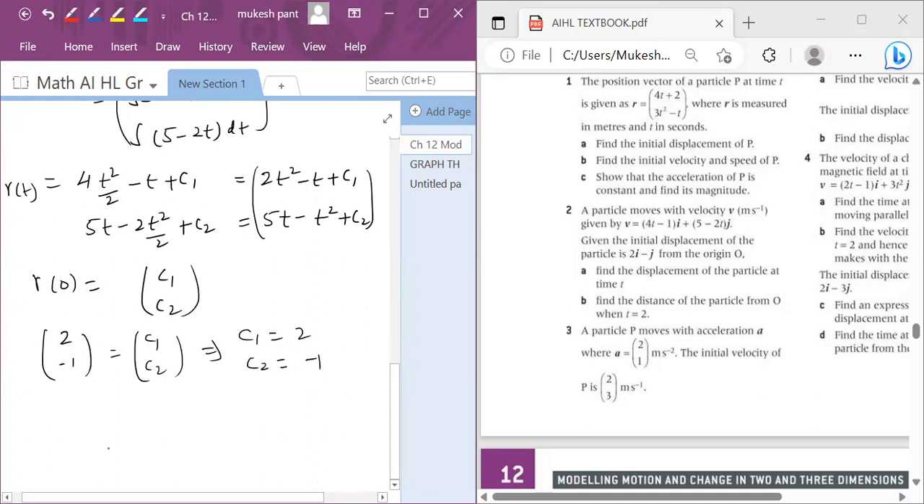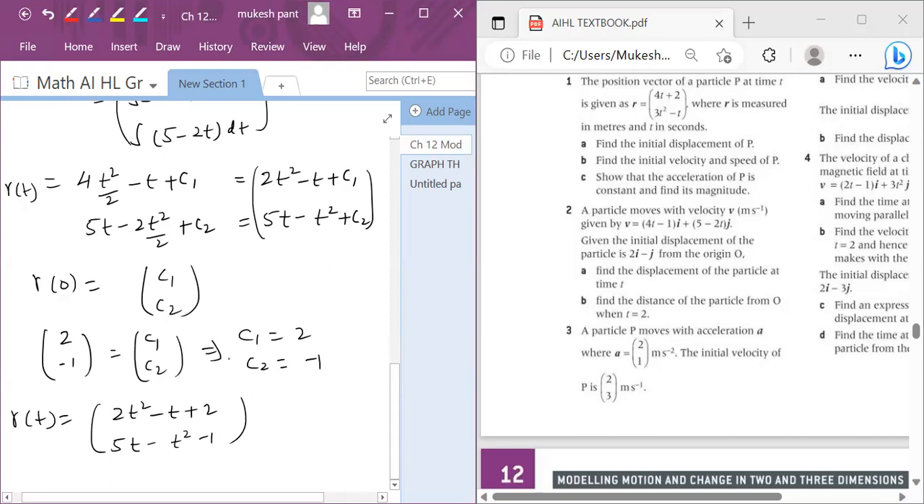Okay, so then r(t) equals, we can replace c1 and c2 by these values. So this will be 2t square minus t plus 2 and 5t minus t square minus 1. This will be the displacement vector at time t.